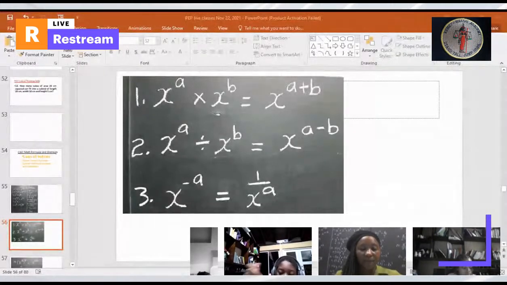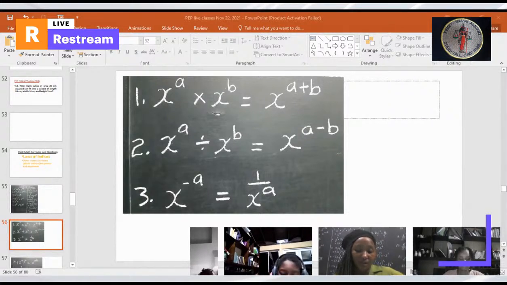Number 3 says x to the power of -a is equal to 1 over x to the power of a. So that means if you're raising a number or a variable to a negative power, you're to write the inverse of that base to the power. So you have 1 over that base to the power. Let's go to the other slide.